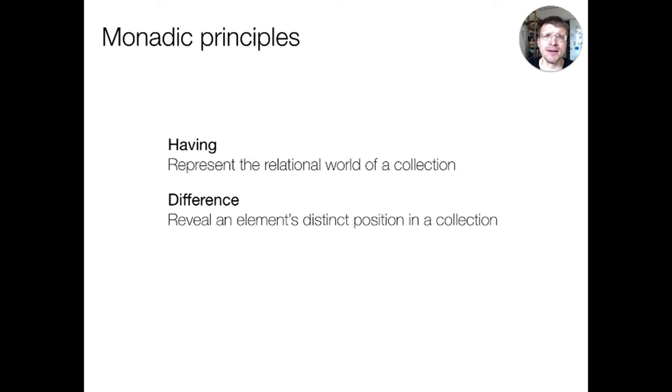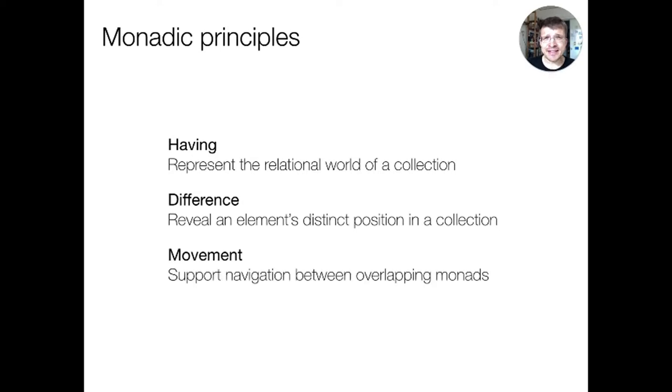Difference is about the fact that each monad is a unique perspective onto the world. This quality emphasizes an element's distinct position in a collection. And movement highlights the associations among elements that are contingent and dynamic and cannot be statically captured, but require a constant change of position and perspective. Could we support such a navigation between overlapping monads?